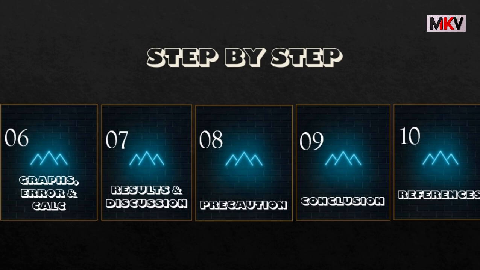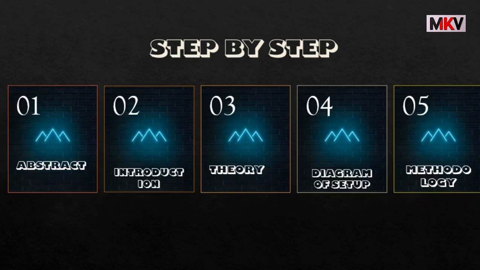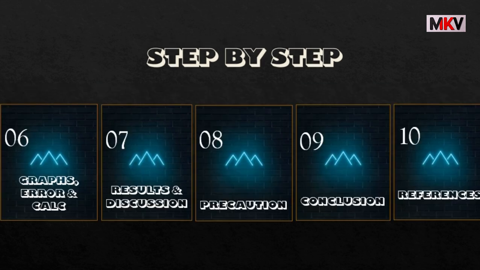But for formal reports, all of these steps will be needed. So note that for a formal report, you are supposed to have your introduction, your theory, your abstract, your diagram of setup, methodology, your graph, error calculations, results and discussion, your precaution, your conclusion, your references. You are supposed to add all of these steps to make up a full formal report for your work. So these are the steps and the easy ways to go by in your report writing.